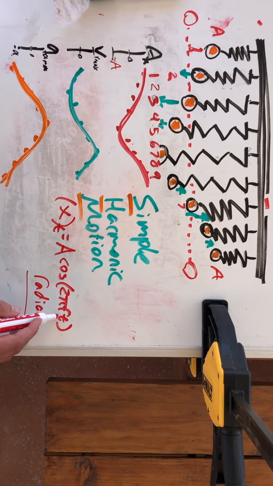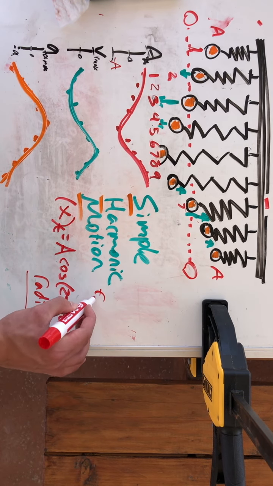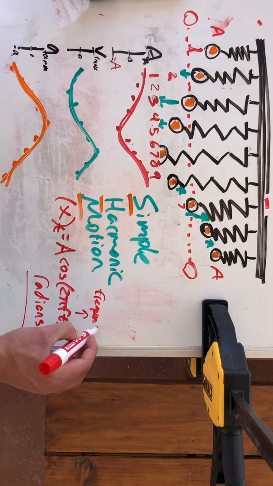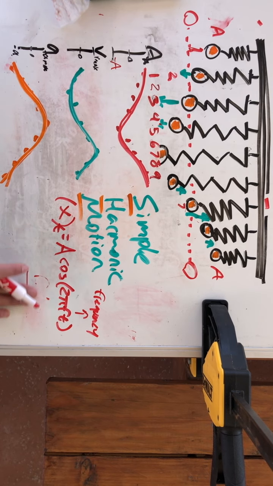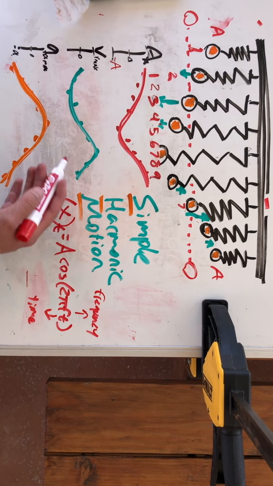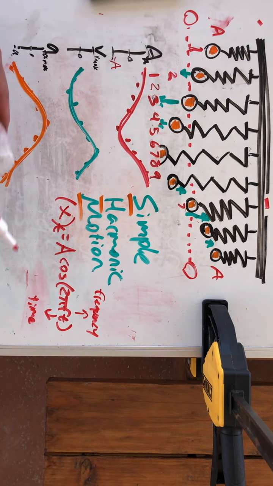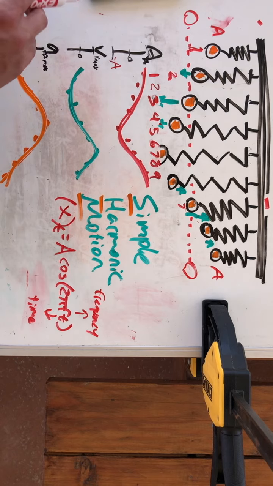And then lastly, this t. So f is going to be frequency, and this t is going to be the time. If we're at 1 second, half a second, 3 seconds, whatever it is, you're going to put the time down there. So let's go to the second one.